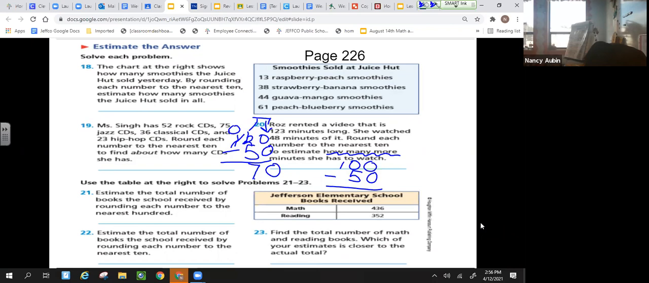I call that counting up. I love that strategy. Some of you love to count back. I'm not as good at that, but you could. 12, 11, 10, 9, 8, 7. Either way, you'll get the same answer. It's just how your brain works. It's different, right? Everyone's different. So now let's see if this makes sense. If Roz rented a video that is 123 minutes long, she watched 48 minutes of it, she has about 70 minutes to go, right? 70 more minutes to watch. I bet you guys can all relate to that. I know you like to watch shows, maybe on Netflix or YouTube or whatever. So 70 minutes.